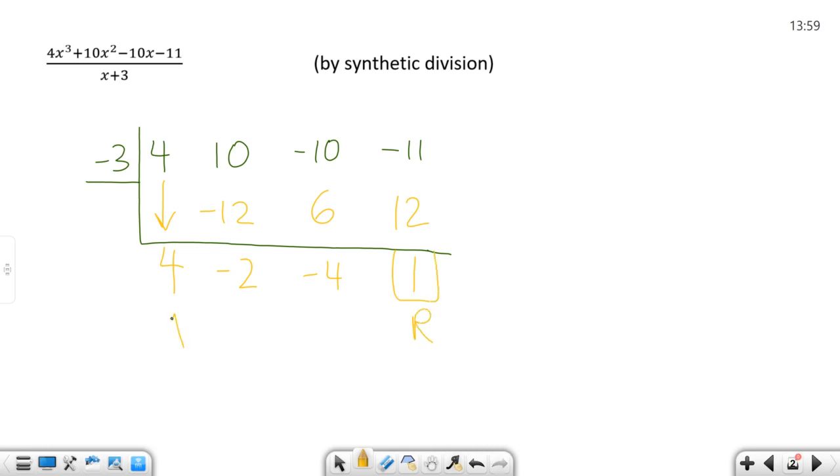So again, this is x squared over here, right? So this is going to be 4x squared, and then this represents x. So minus 2x, and then this represents my constants. So then minus 4 and plus 1, because my remainder is positive. That's why it's plus 1. Over, what did I divide by? X plus 3. So that's what I'm going to do. Here's x plus 3.